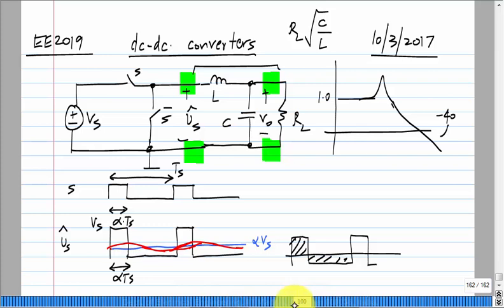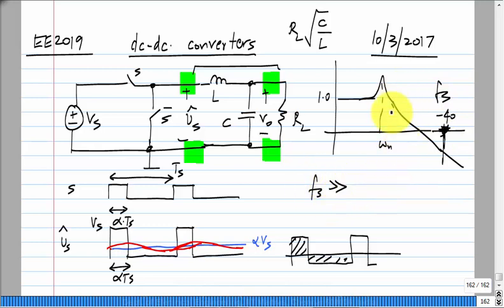So, clearly this peaking occurs somewhere around omega n. So, this means that for these periodic components to be attenuated, FS should be somewhere over there. Okay. So, FS should be much greater than, this is the omega axis, so I should write omega. So, FS should be much greater than 1 over 2 pi square root LC. Okay. So, in that case the ripple will get well filtered out and you will have nearly DC output. Is this okay?